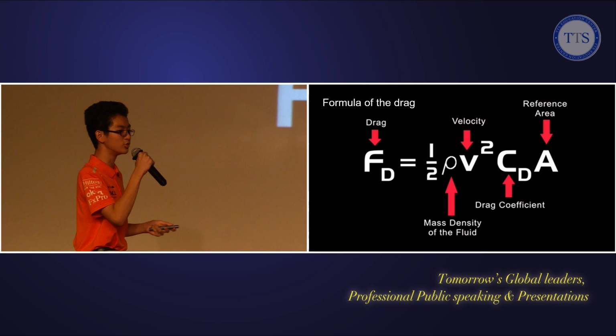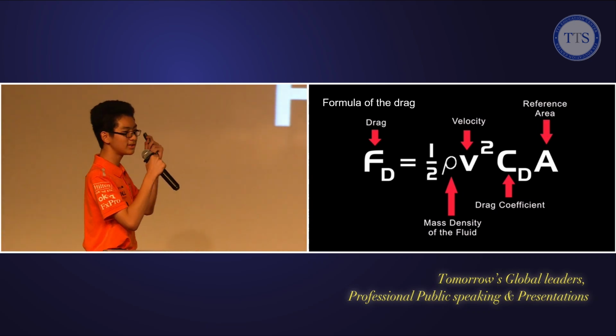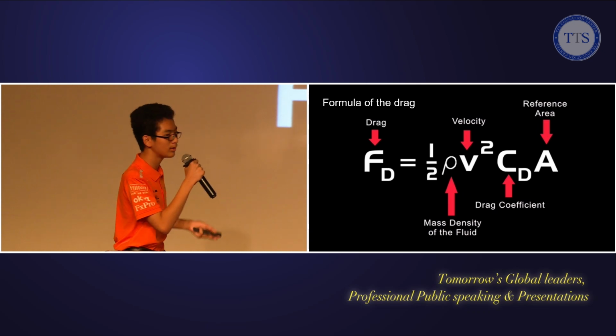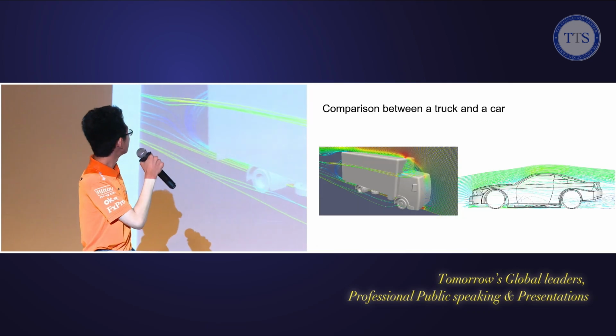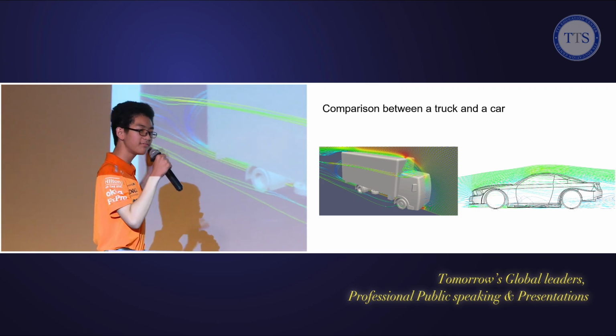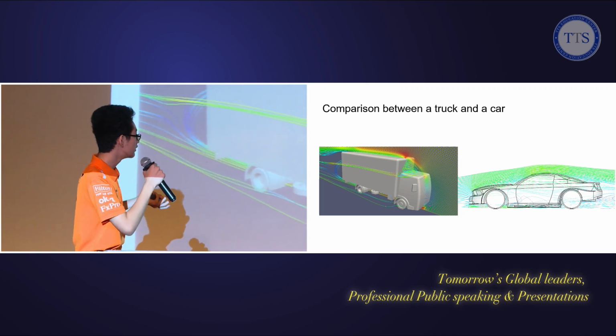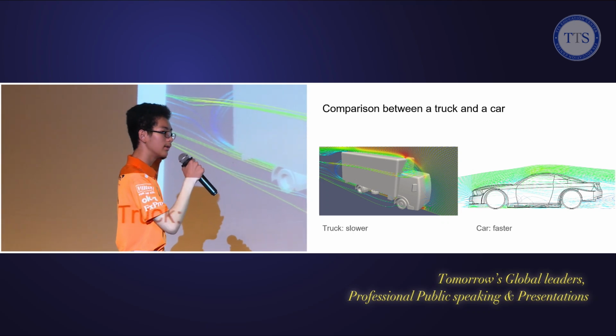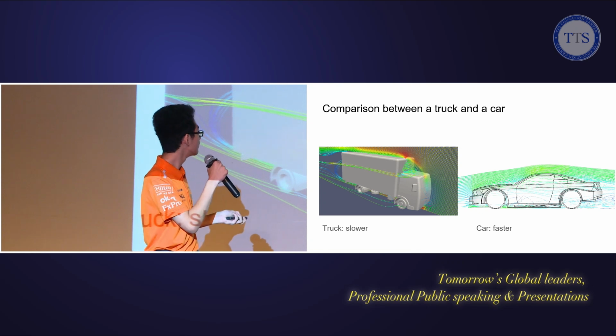this formula of drag. The more velocity and reference area, the more drag, and the less velocity and reference area, the less drag. To this comparison, like I said, because the truck has a large reference area, it's going slow, but the car is going faster because it has a smaller reference area.